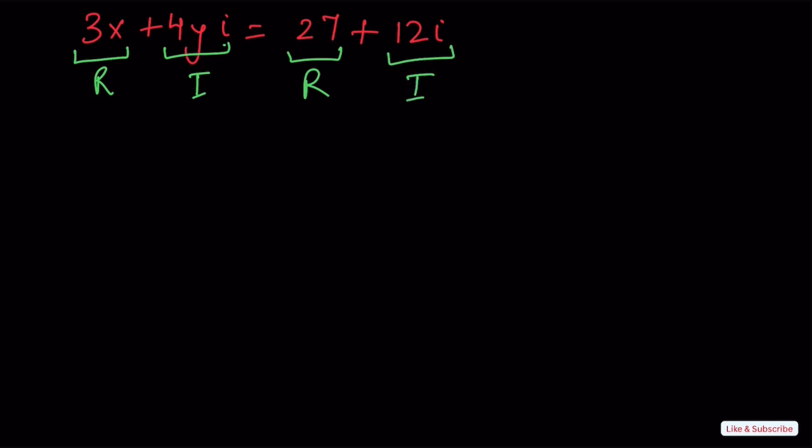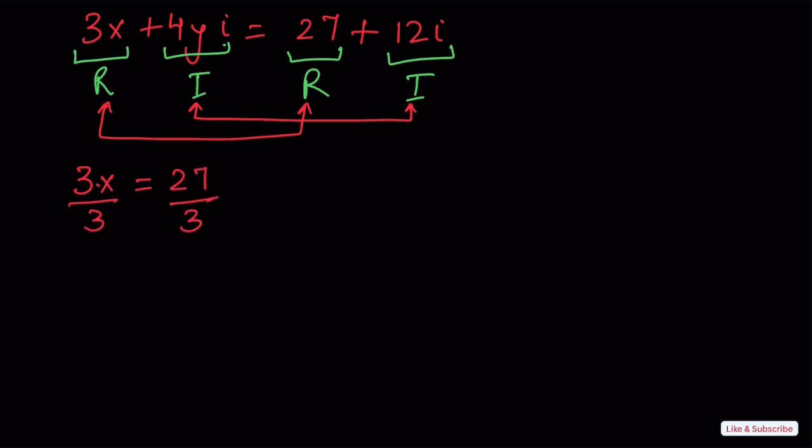Now if two complex numbers are equal, then their corresponding real and imaginary parts are equal. That means this real part is going to be equal to this real part, and this imaginary part is going to be equal to this imaginary part. So I got 3x equals 27, dividing by 3, I got the value of x equals 9.